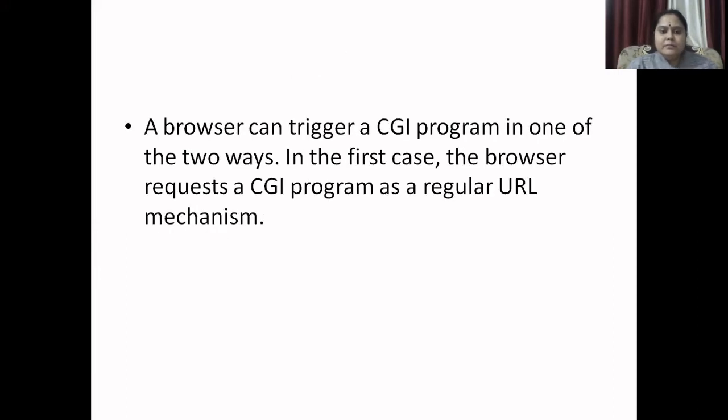Next, a browser can trigger a CGI program in one of two ways. In the first case, the browser requests a CGI program as a regular URL mechanism.